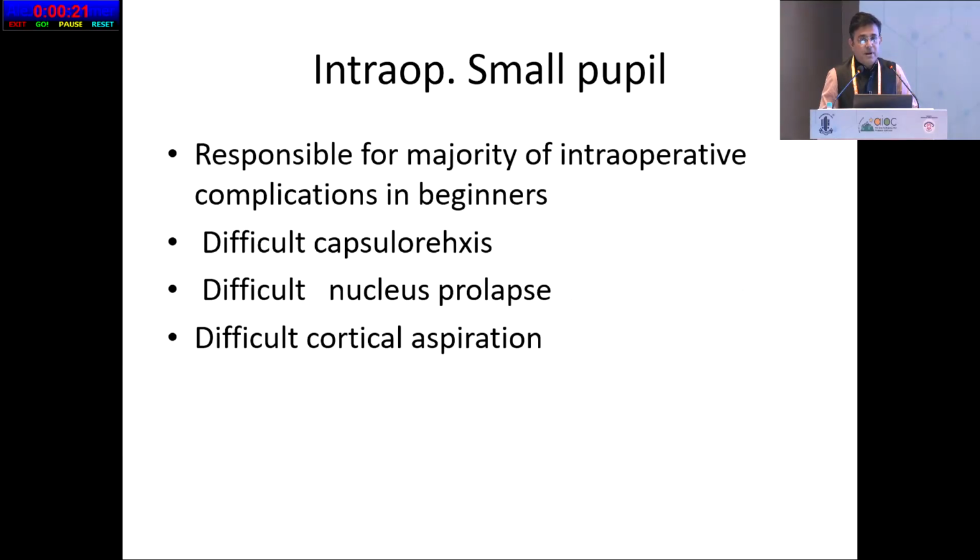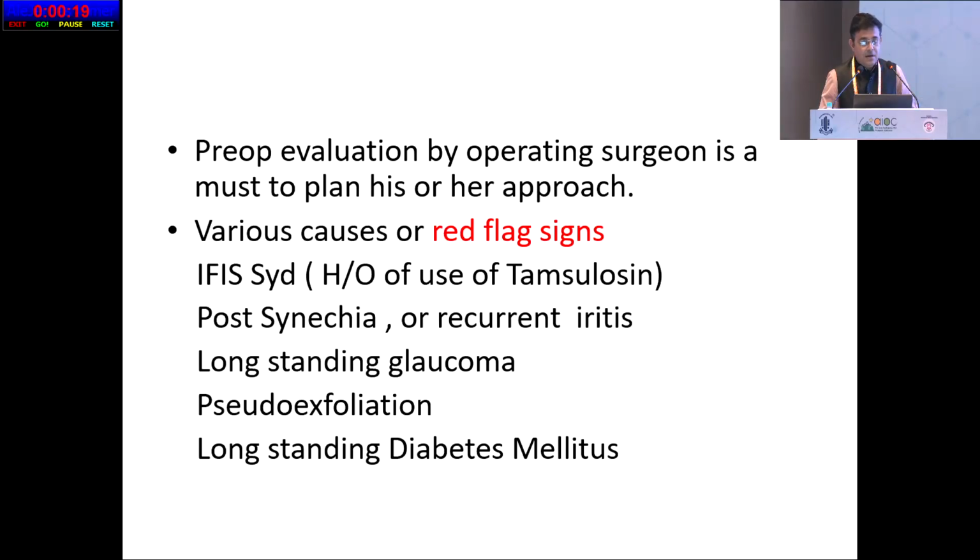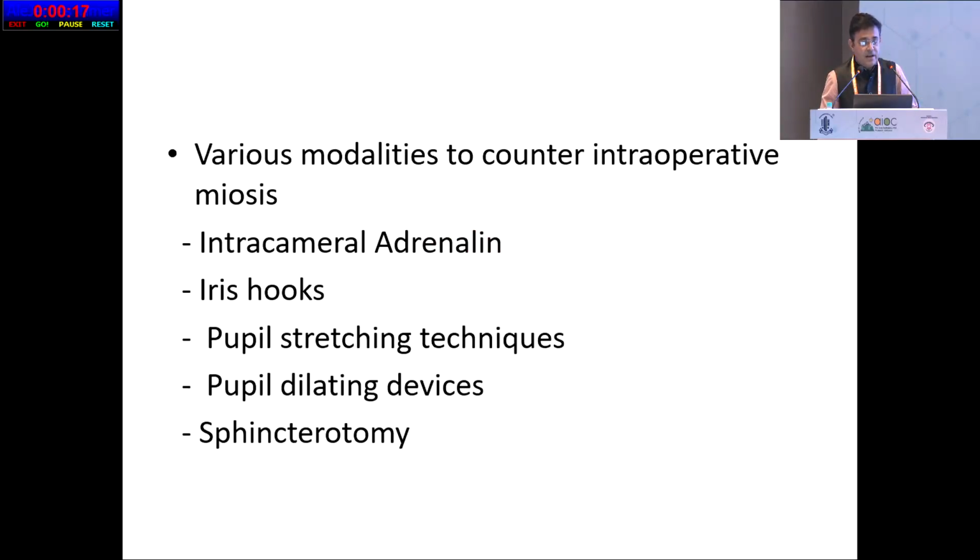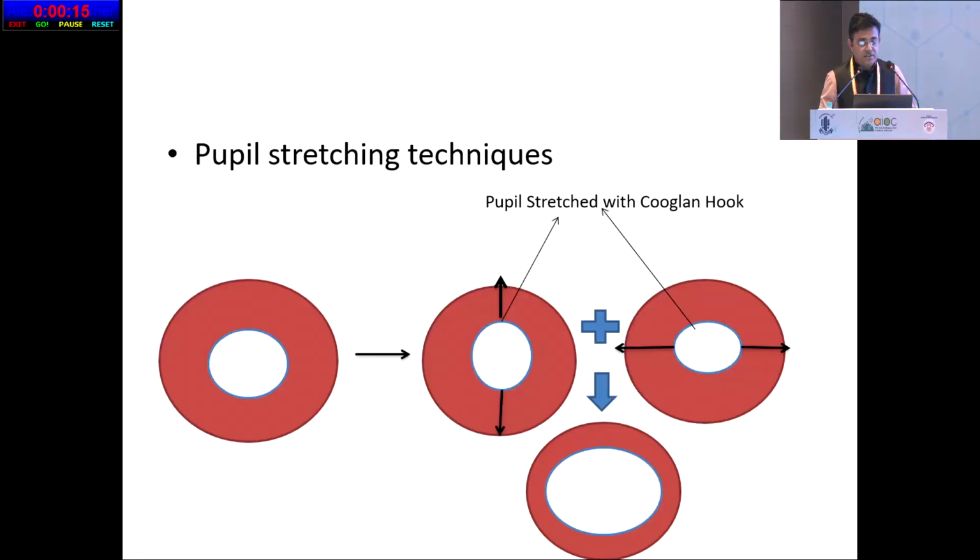Then intraoperative small pupil, I think it has already been discussed. Various modalities: intracameral adrenaline, iris hooks, pupil stretching technique, etc. They have all been discussed. This one is with a Kuglen hook. You can just stretch the pupil and complete the surgery.